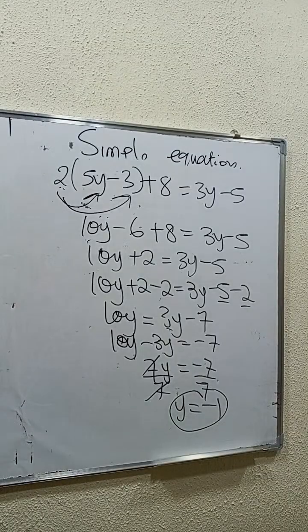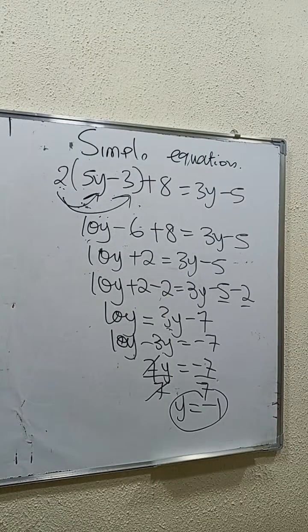Okay, guys. You say you didn't get it well. Okay, the reason why I took away 2, I'm trying to collect like terms. The initial question was 10y plus 2 is equal to 3y minus 5. So for me to collect like terms, Precious, all I did is subtract 2 from both sides. So that 2 is on the one side and 2 is also on the other side.